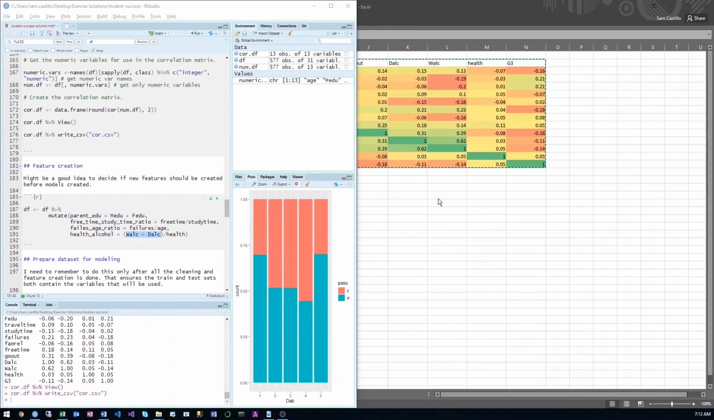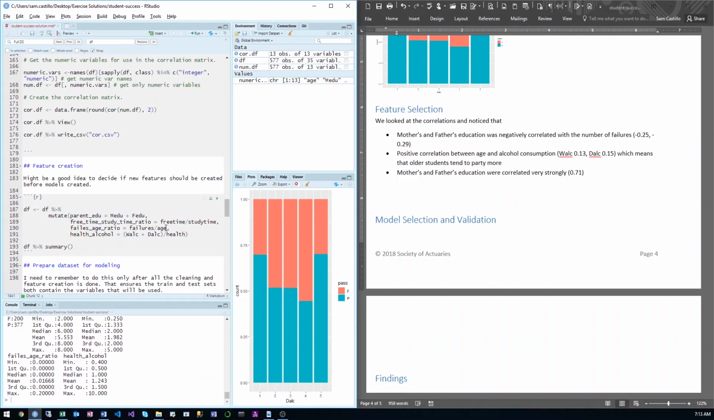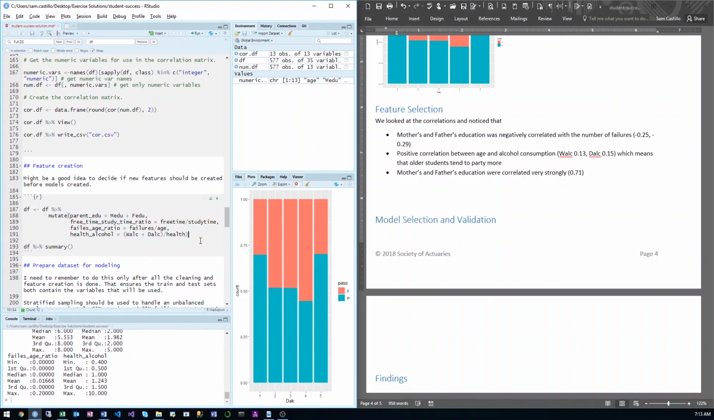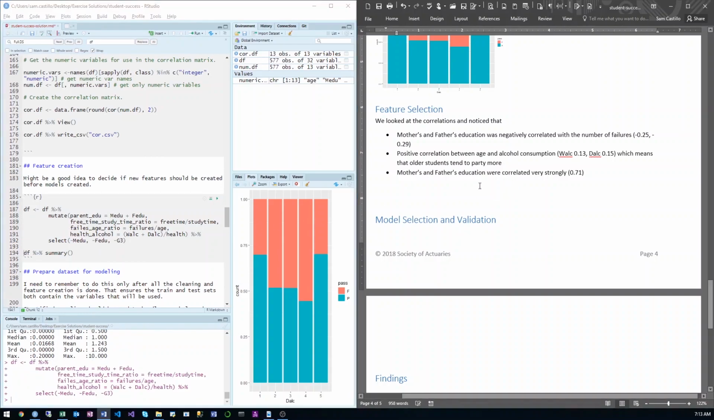I don't think we need to create any more of these features. It's good to just look at the summary of the features that you created to make sure that there are no blank values. So the ratios are between 0 and 1. Health alcohol is between 0 and 10. And because we created a linear combination, parent edu is mother's edu plus father's edu, we have to unselect the original variables, and we also want to unselect G3.